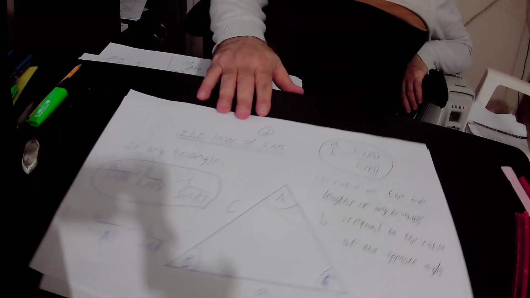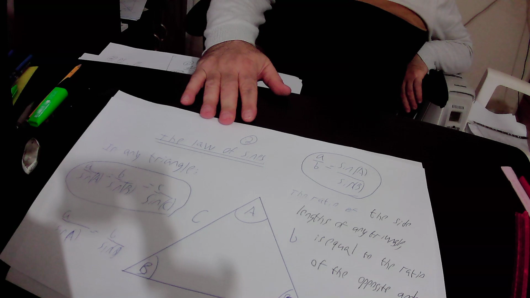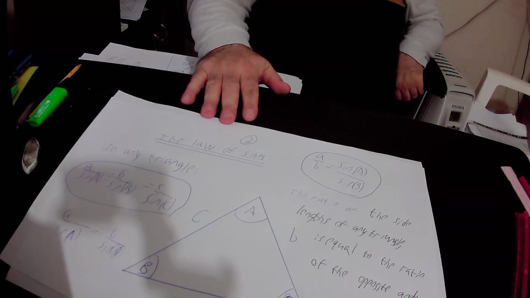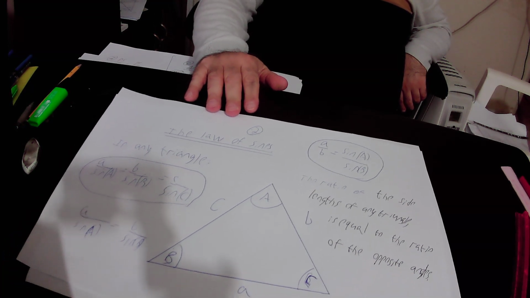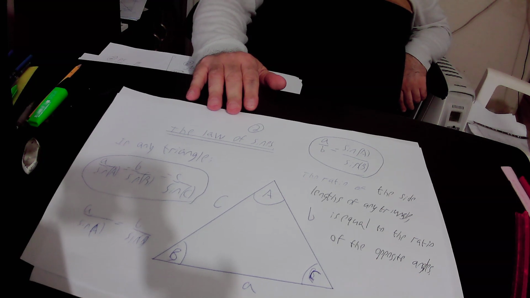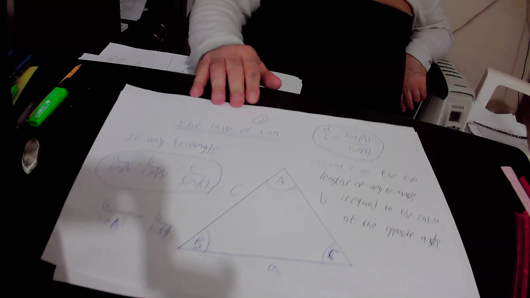So what is the meaning of this equation? The meaning of this equation is that the ratio of the side lengths of any triangle is equal to the ratio of the opposite angles. Okay?